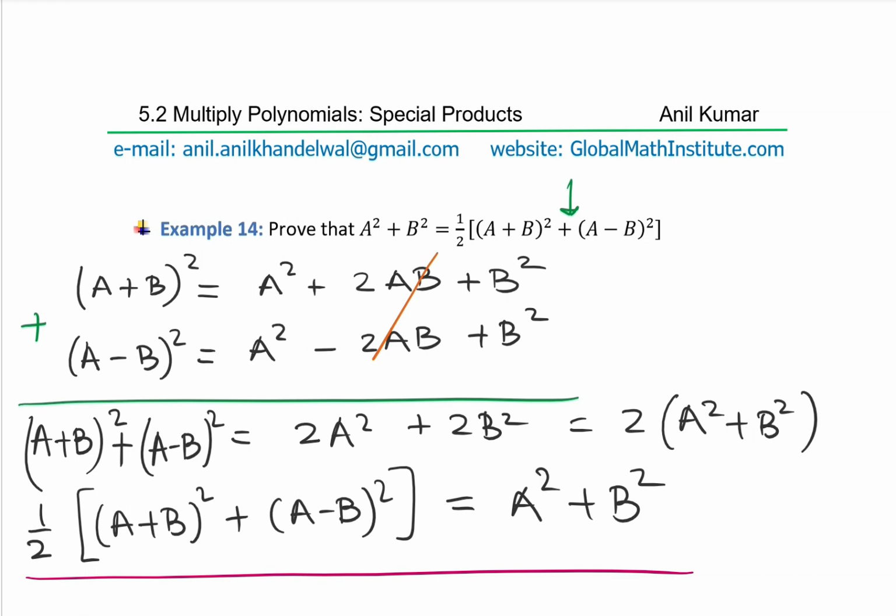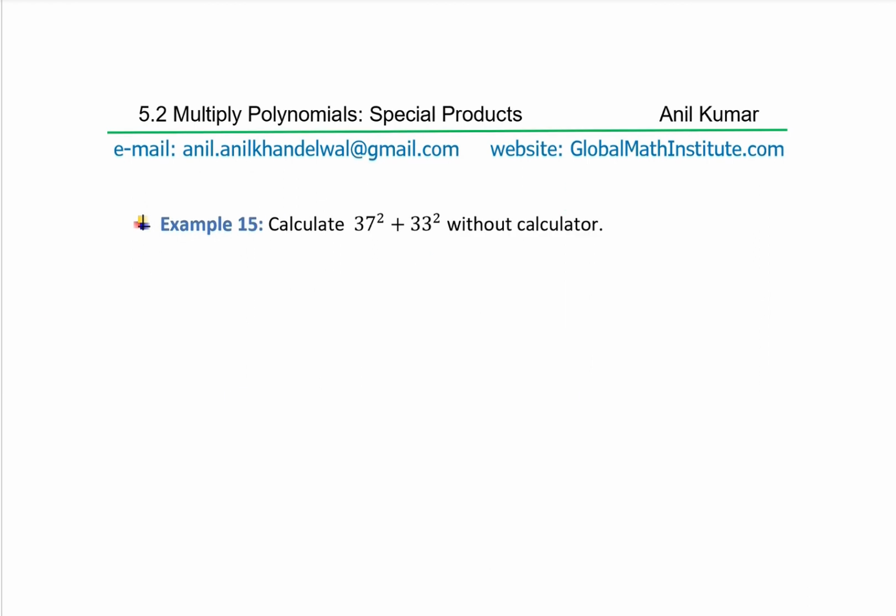So here is how we are going to take this up. Now once again, I'd like you to understand this. A square plus b square, that is when you are adding squares, sum is half of sum of squares plus difference of square, correct? So remember this, and then we'll apply to this question here, which says calculate what is 37 square plus 33 square without calculator.